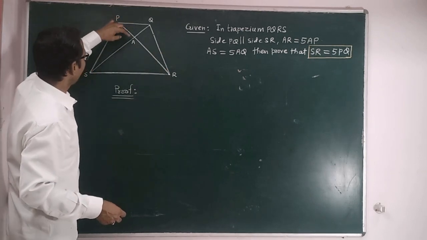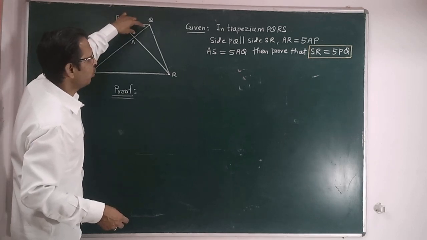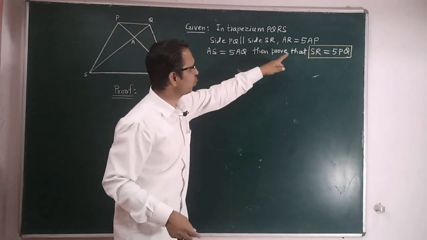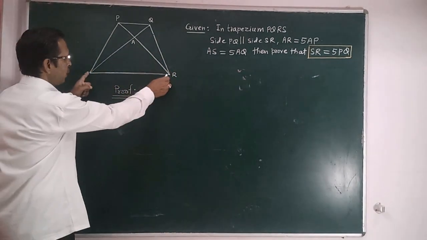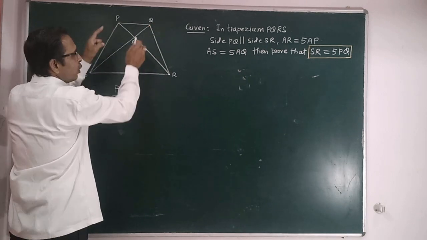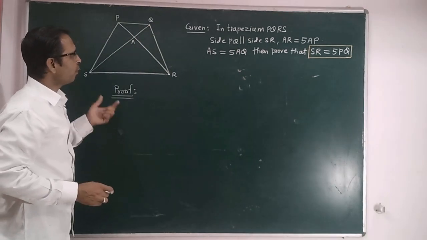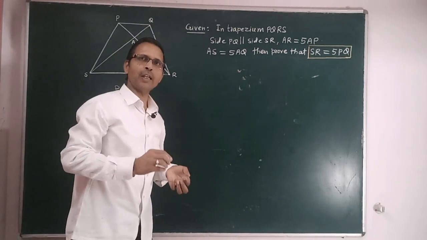AS is equal to 5 times AQ. And then we have to prove that SR is equal to 5 times PQ. Means this SR is equal to 5 times PQ. Now if you observe this figure, we have to show the two triangles similar here first.